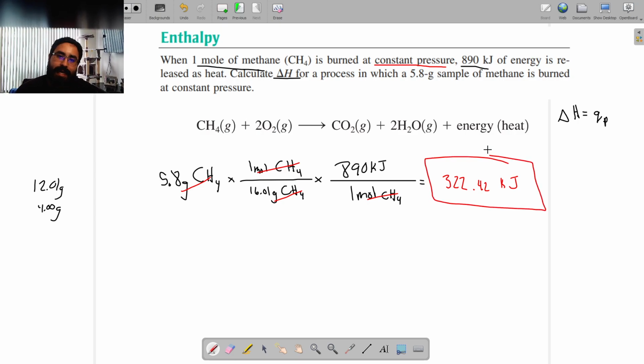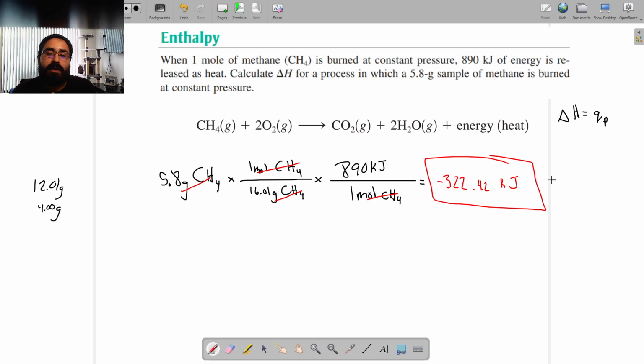Remember that heat has a direction, so it's up to you to really determine which direction that's going. It's not more or less. Remember, if it releases heat, it's negative. If it absorbs heat, it's positive. So let's go back and read the problem and see which type it is. When 1 mole of methane is burned at constant pressure, 890 kilojoules of energy is released. So since it is released, it is negative.